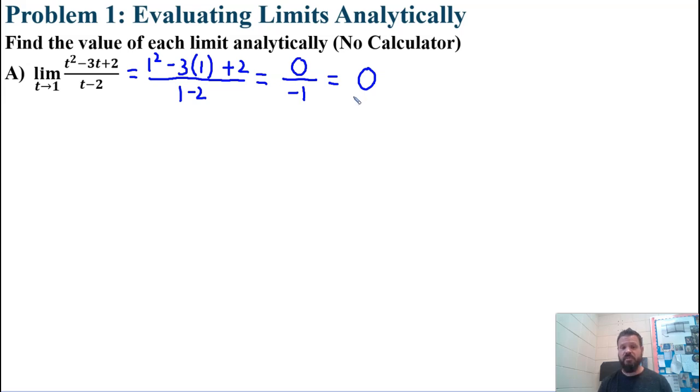Again, that's direct substitution. When there's no denominator issues, just plug things straight in. And again, it's okay to have zeros in the numerator as long as there's no zeros in the denominator.